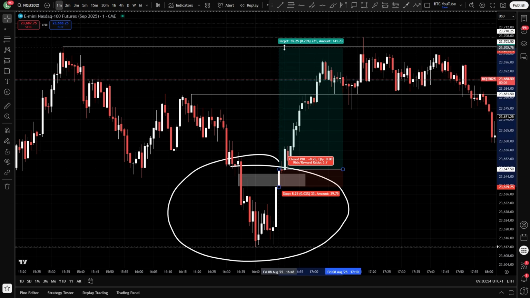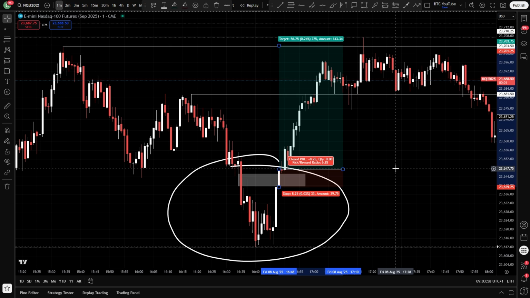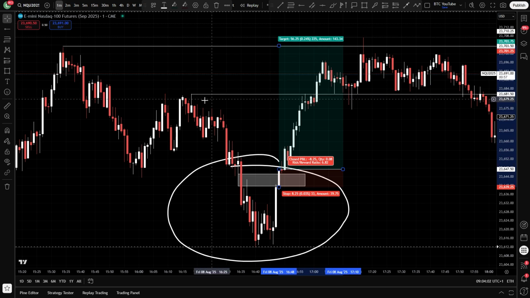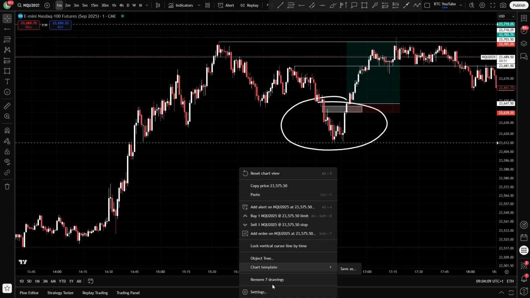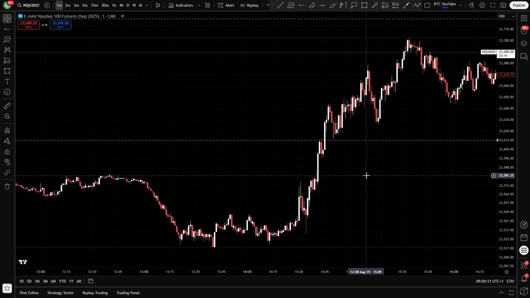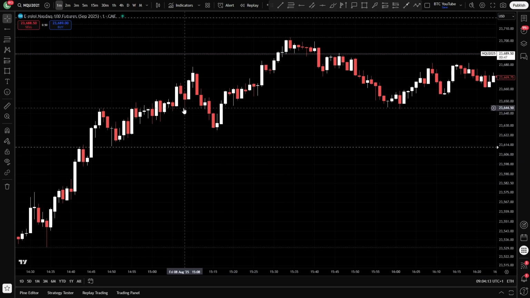This was on Friday. As you can see, you could have got a nice 1-to-6 or 1-to-7 if you held the whole position, but obviously taking half off at 1-to-1, half off here and half off there, probably about a 1-to-3, 1-to-4 trade overall. Really, really nice one though, and very clean and very obvious. That looks like a really nice trade there. Have we got anything else here?